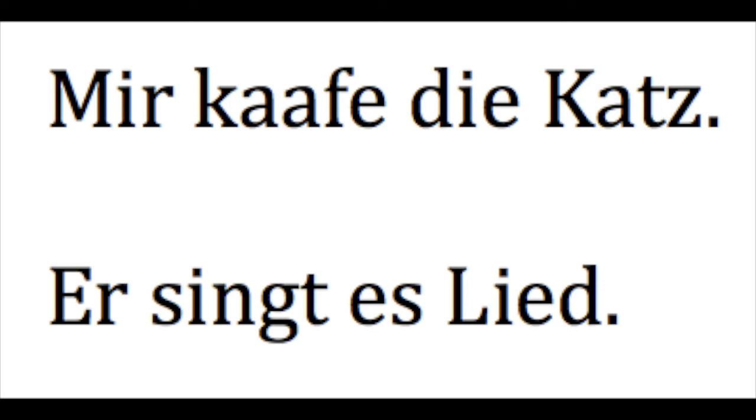Or let's use the verb singe, which we had earlier. You want to say, he sings the song. Look up the word song if you didn't know it. The dictionary will tell you, and now you can create a sentence. Er singt es Lied. Er singt es Lied. Now you know how to conjugate those verbs to use them properly in a sentence. So, hopefully that helps you understand how to conjugate verbs.